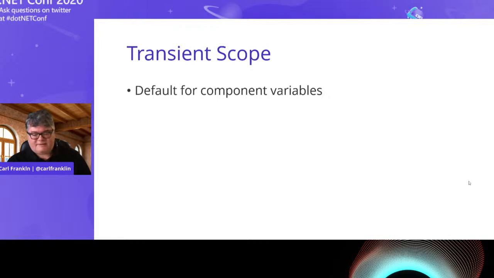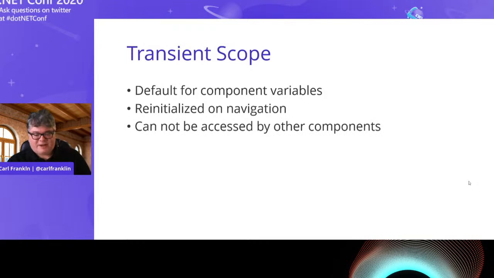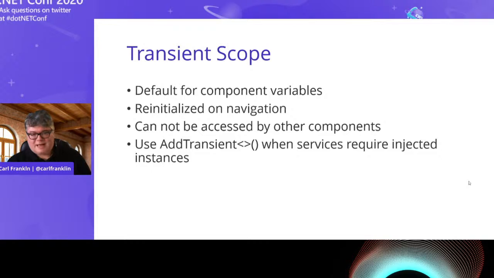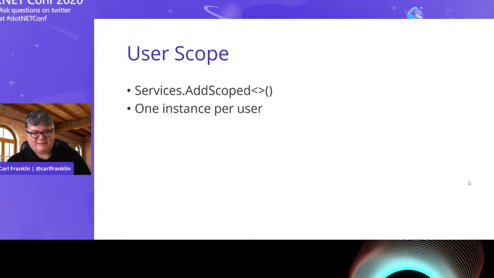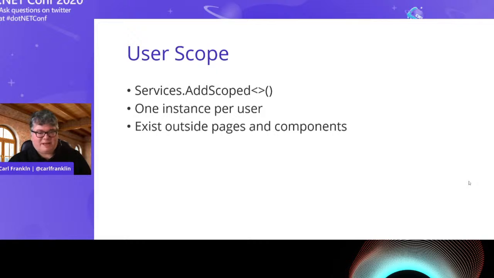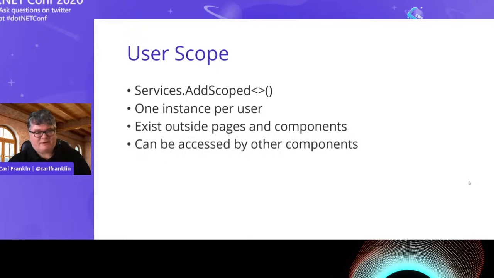So let's just dig into these for a minute. This is sort of repeating what I just said, but transient scope is the default for component variables. It's reinitialized on navigation. It cannot be accessed by other components. If you want to add dependencies, you use AddTransient. The user scope is services.AddScoped of whatever it is. It can also have an interface in front of it, so if you want to add it as an interface and then the implementation, that's good. You get one instance per user, and this exists outside pages and components and can be accessed by other components just by injecting them into the pages and components.